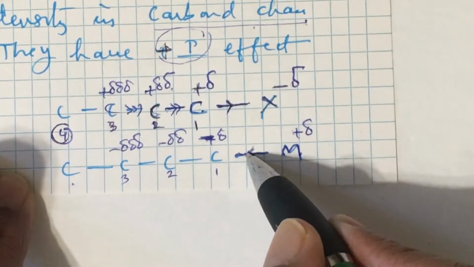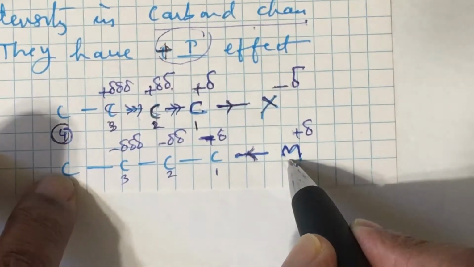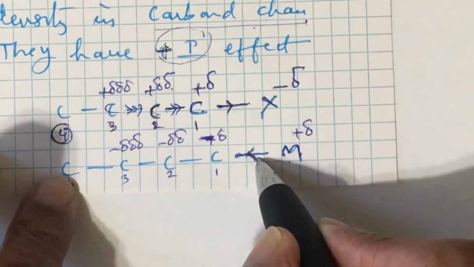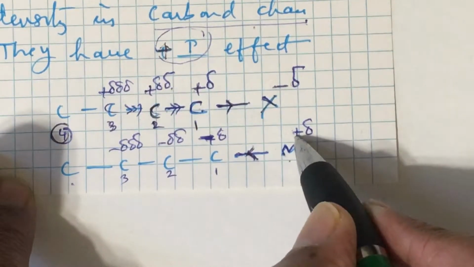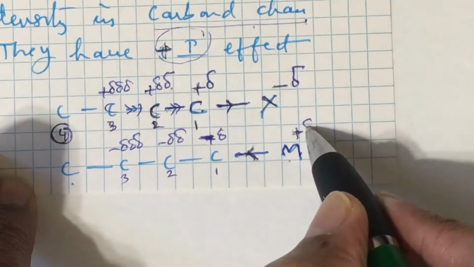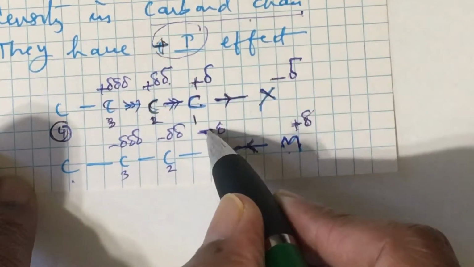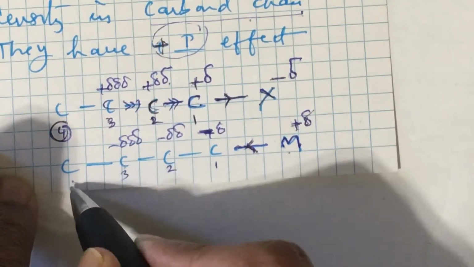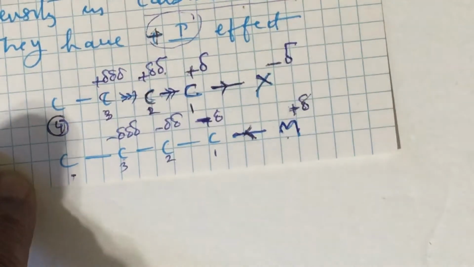Similarly, there is an electron releasing group like a metal, magnesium, lithium, sodium, or like methyl group. They have a tendency to release electrons, and therefore this one which is losing electrons on a relative scale gets plus delta, carbon gets minus delta, and this is minus delta delta, minus delta delta delta. This is non-significant beyond 3.